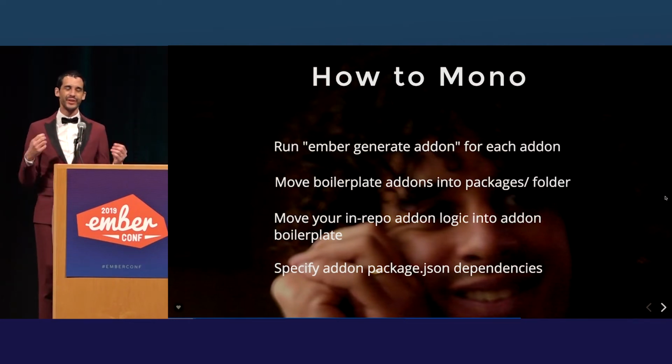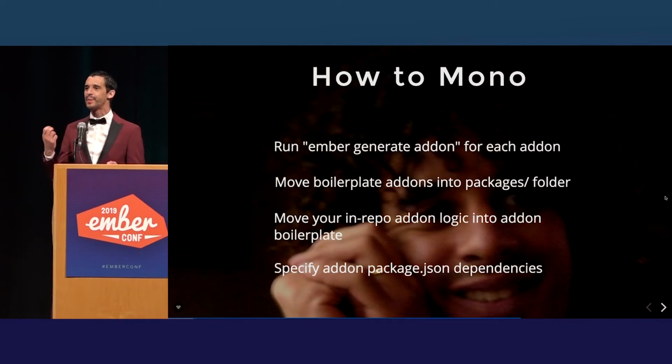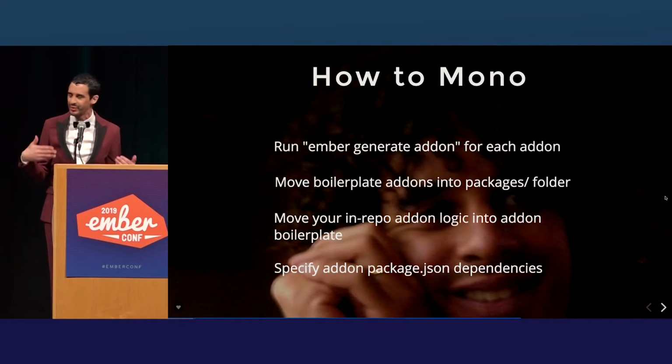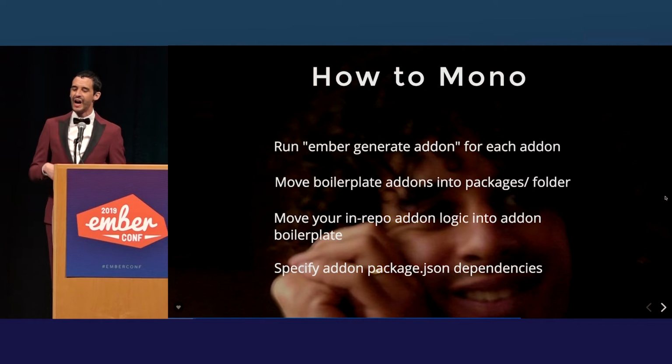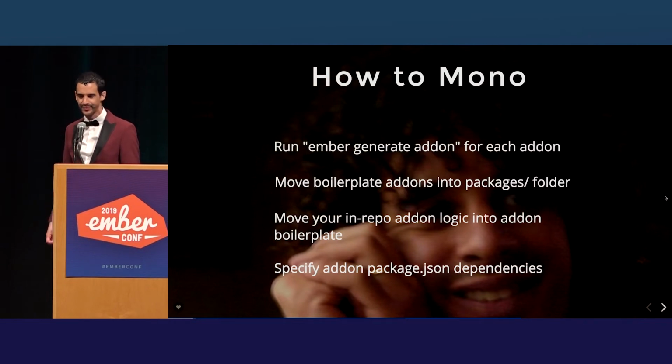For each of your in-repo add-ons, you can use Ember Generate to create the boilerplate for your add-on. You can copy those into the correct place. It's up to you what that correct place is. It's just a folder. Lots of people call it packages, but call it what you want. And then copy your code into this boilerplate. Then finally, you want to make sure that you specify your dependencies in these newly created add-ons.